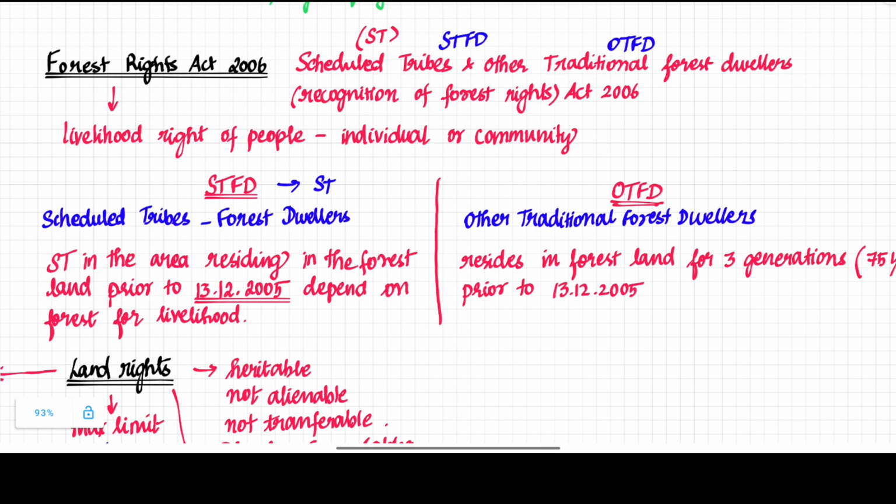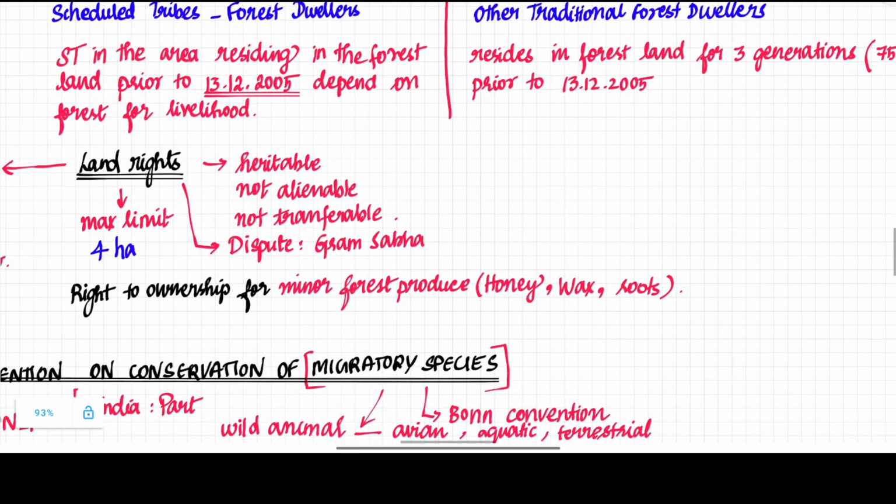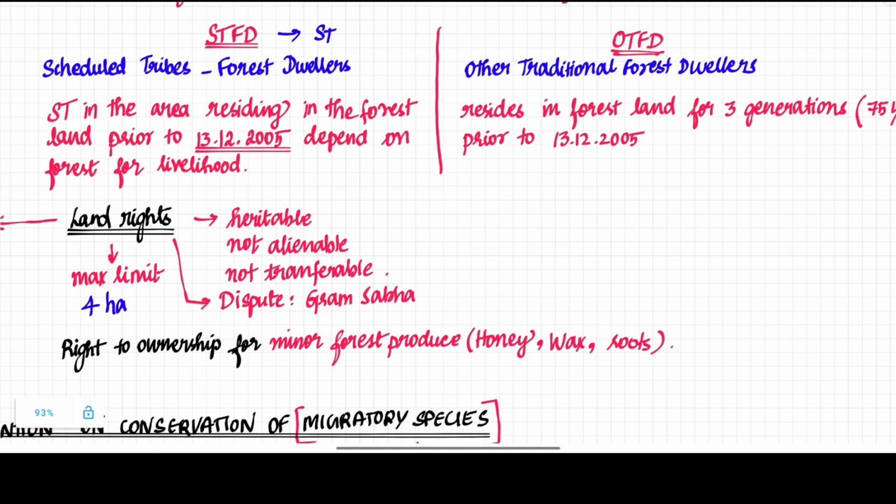Recognition of the forest rights: this is going to be the livelihood of the people. Scheduled tribes, forest dwellers, and other forest dwellers. For scheduled tribes, we have a list of scheduled tribes by the central government, so they need not prove anything, right. They just have to give a date: ST in the area residing before 2006, that is, December 13, 2005. They should depend on the forest for their livelihood.